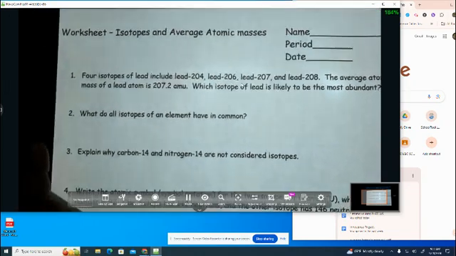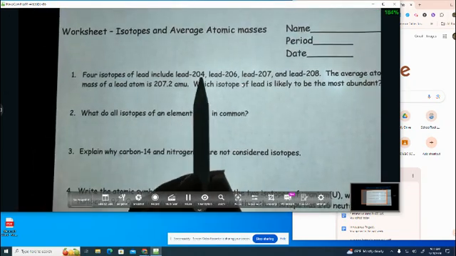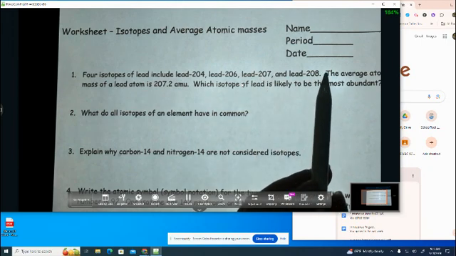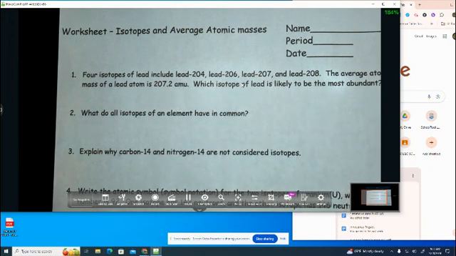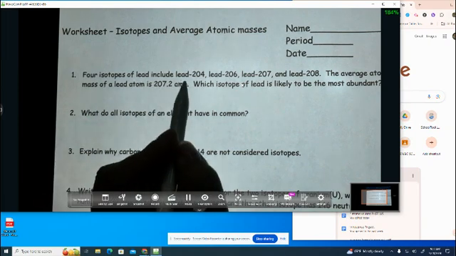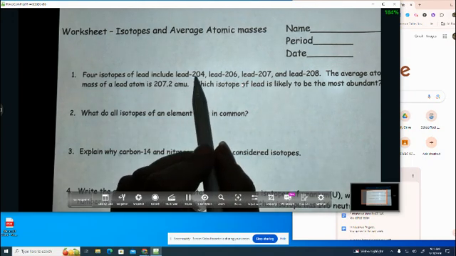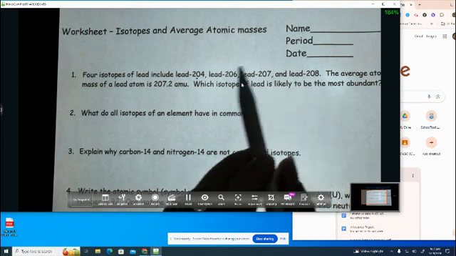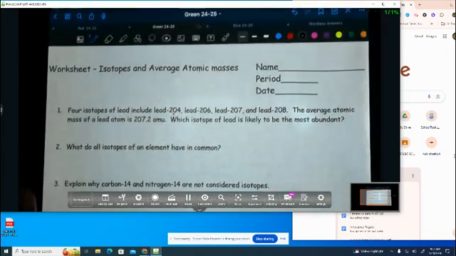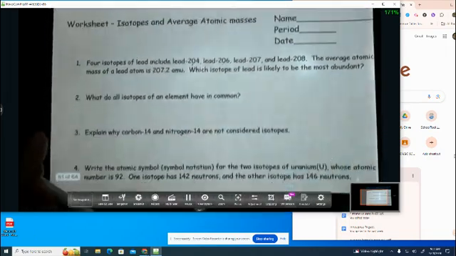Four isotopes of lead, including lead-204, 206, 207, and 208. Why are these isotopes of each other? What makes them isotopes, Joe? What about the atomic number? The same atomic number, and they have different mass numbers: 204, 206, 207, and 208.